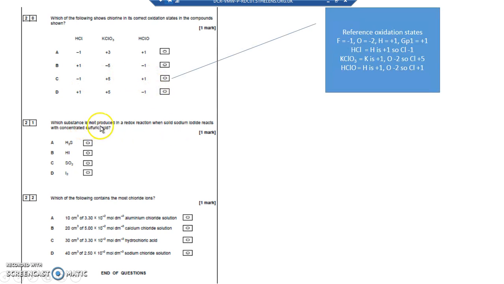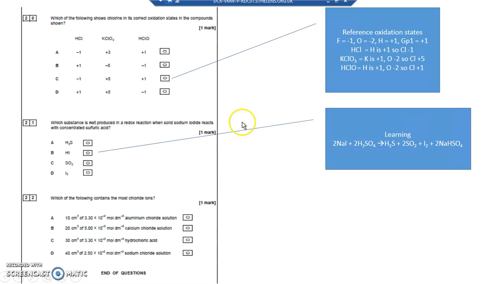The substance is not produced in a redox reaction when solid sodium iodide reacts with concentrated sulfuric acid. Well, you've got to know this reaction, you've got to learn it. There's some learning to be done here. Sodium iodide and concentrated sulfuric acid makes hydrogen sulfide, which smells of bad eggs, and sulfur dioxide, which is the acidic gas responsible for acid rain.